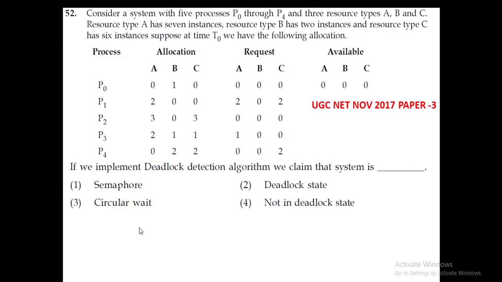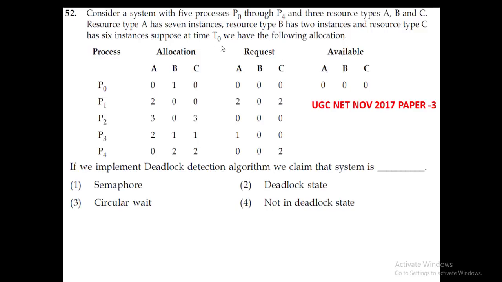See the next question. This is a question related to the deadlock topic, right? Consider a system with 5 processes, P0 to P4. There are 5 processes, and there are 3 resource types, called A, B and C. A has 7 instances, B has 2 instances, and resource type C has 6 instances.